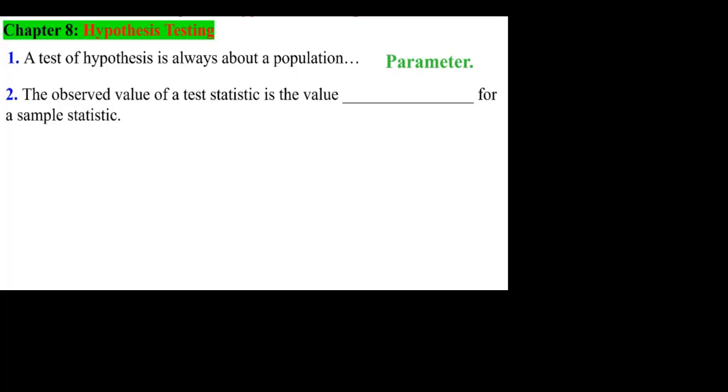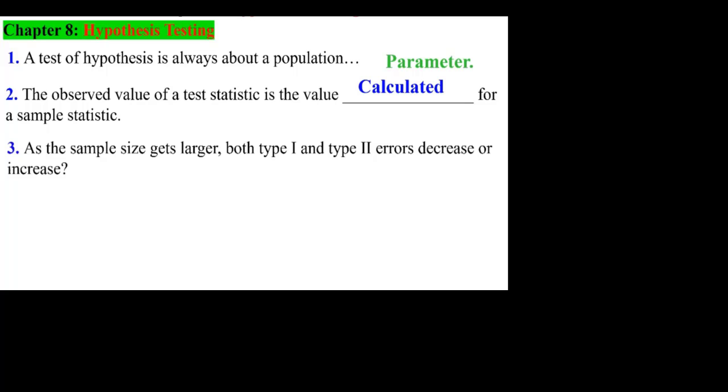A test of hypothesis is always about a population parameter. It is important to know that on a normal basis, we don't have access to the population. We are interested in it, and since we don't have access, we have to deal with sample statistics. The observed value of a test statistic is the value that we calculate for a sample statistic. As the sample size gets larger, both type 1 and type 2 errors decrease.